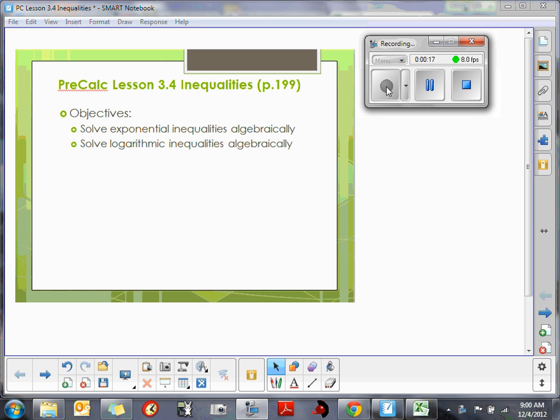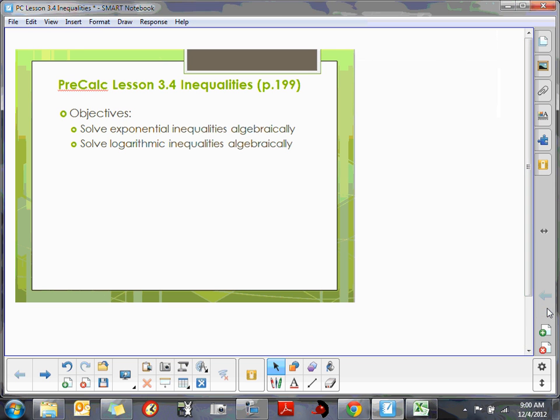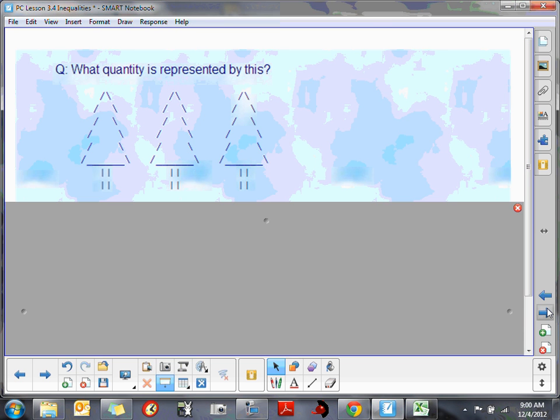Before we begin that, I thought I saw this on the internet, and I thought, well, I might share this with you. It says, what quantity is represented by this diagram? So quantity, what number is represented by this? I'll give you a little time to think about it. But here's a response that was given. I thought it was quite clever.